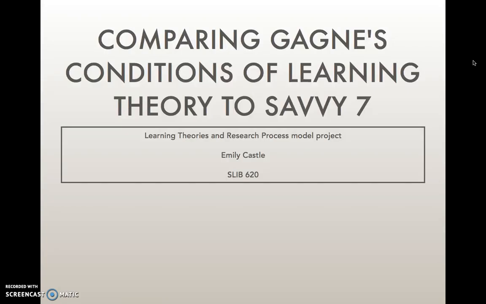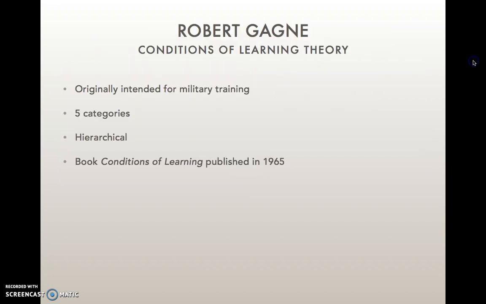Hello. In this presentation, we're going to compare Gagne's conditions of learning theory to the Savvy-7 research process model. Robert Gagne was an experimental psychologist who came up with his conditions of learning theory in 1962. The theory was originally intended for military training.